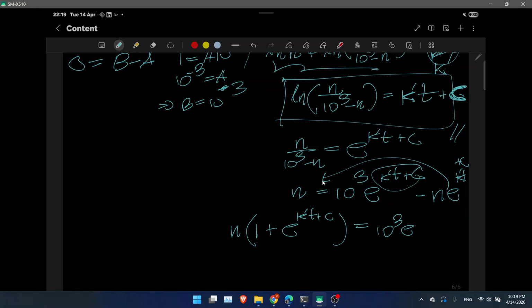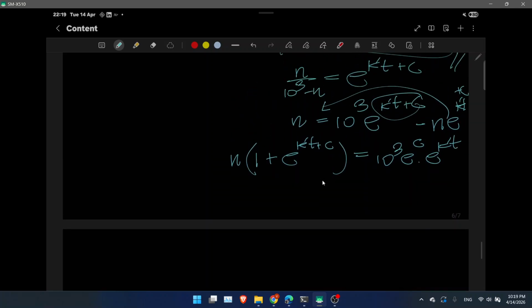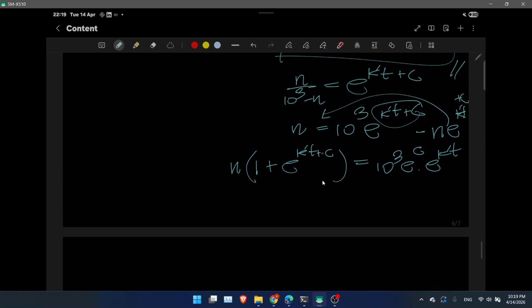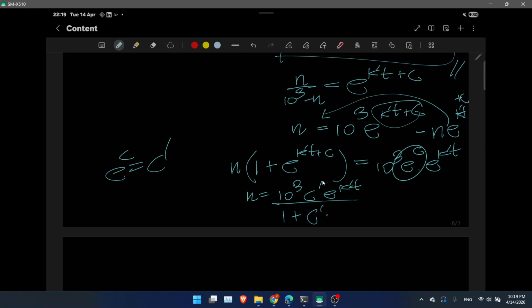If we further simplify this term, e to the power c times e to the power k't, you can do the same thing here. Rewrite: e to the power c is a constant, so we can place a new constant c' here, where c' e to the power k't over 1 plus c' is the same constant as this. So we get e to the power c as c' e to the k't. So this is the final solution.